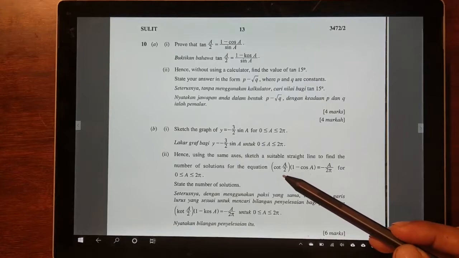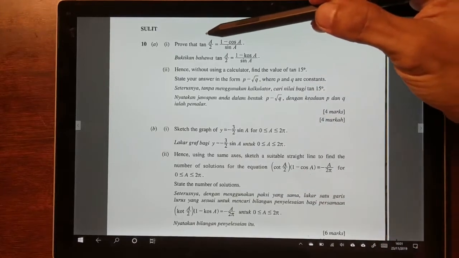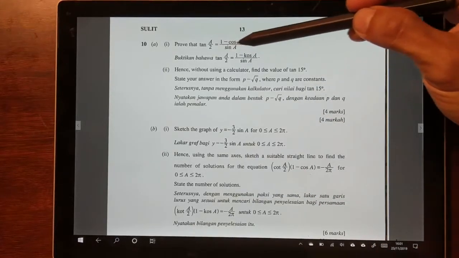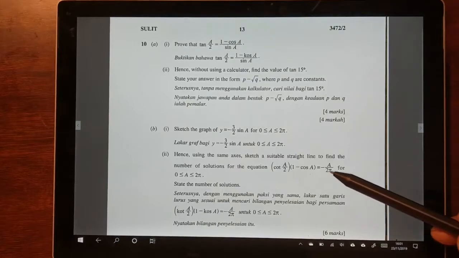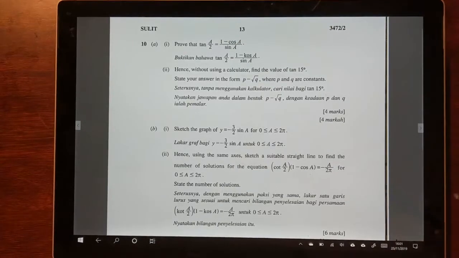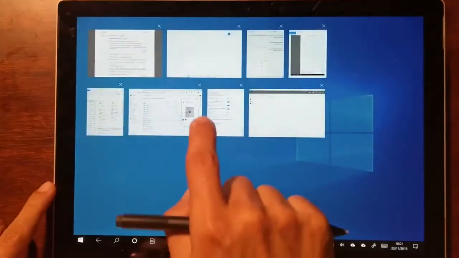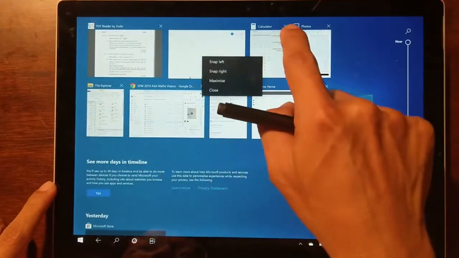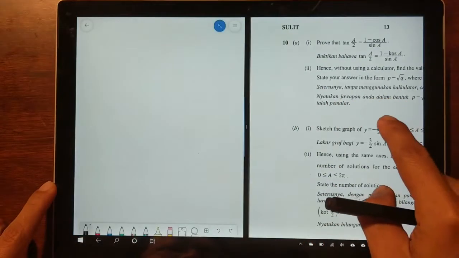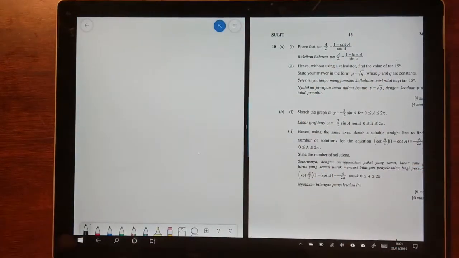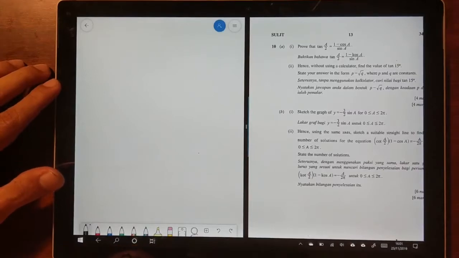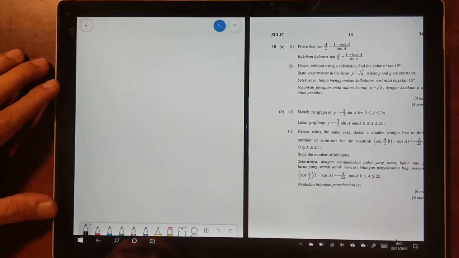So you can see immediately that the cotangent A over 2 and everything is simply the right hand side of that equation rearranged with sine A on the other side. Looks pretty straightforward. Let's give this a go. I'm going to snap that to the left and snap this to the right, so we've got the question right there. So we have to prove that tangent A over 2 is equal to that expression.